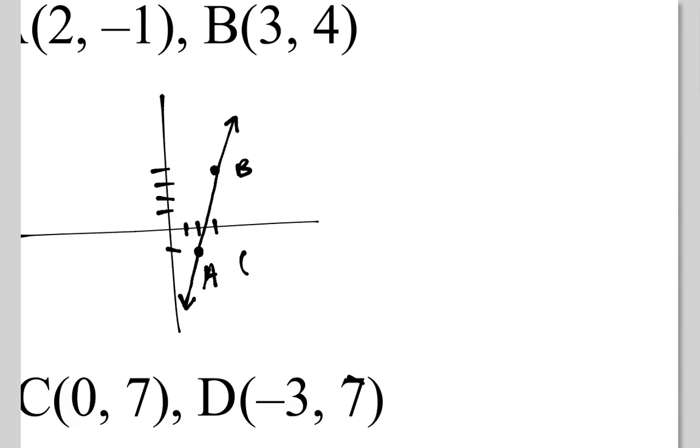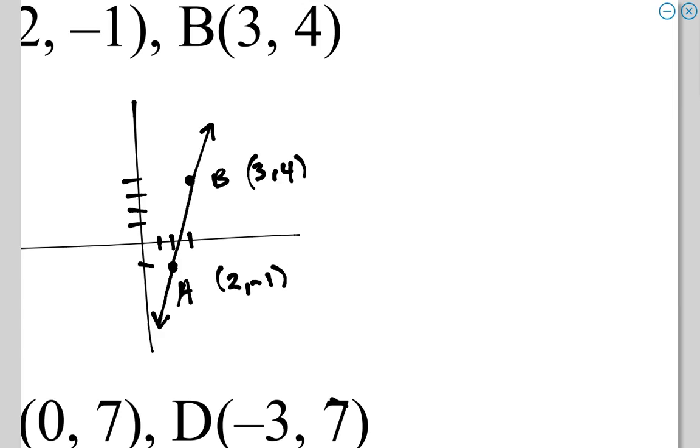So A is 2 comma negative 1, and B is 3 comma 4. So when you go to use this formula, M stands for slope. You've got to do y2 take away y1 over x2 take away x1.